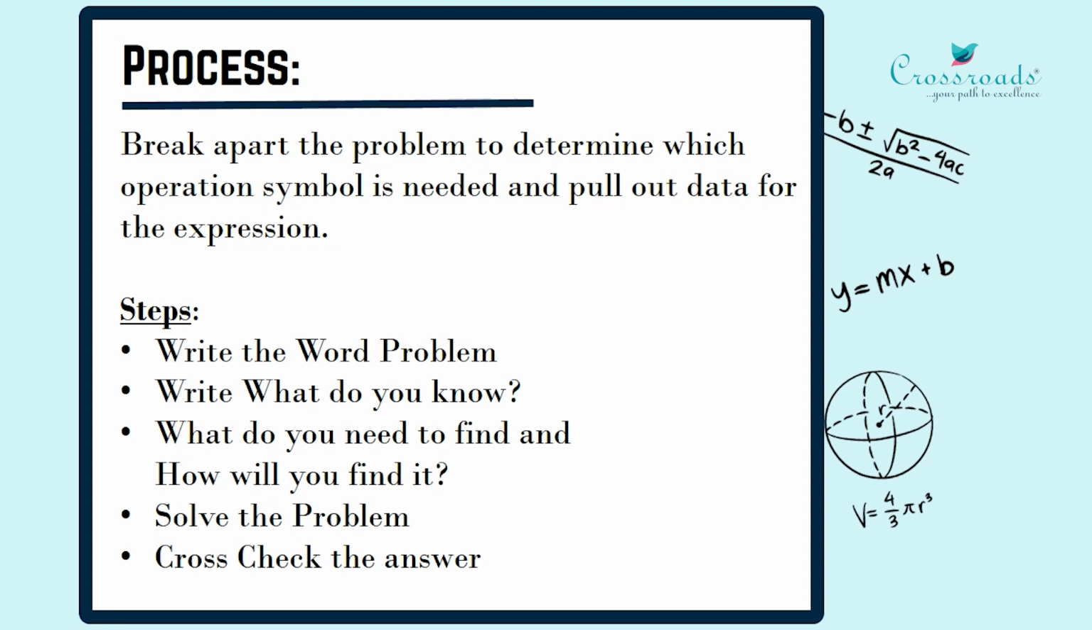Whenever you're trying to solve a statement or a word problem, what is the process? How are we going to break it down? So the very first step is to break apart the problem to determine which operation symbol is needed and pull out the data from the expressions. So the student needs to read the problem and see what is supposed to be done, what is given, what is supposed to be found, and how to go further. The best way is a couple of steps I'm giving. Write the word problem. Then write what you know about it. What do you know from the given data? What did you analyze? What did you comprehend from the problem?